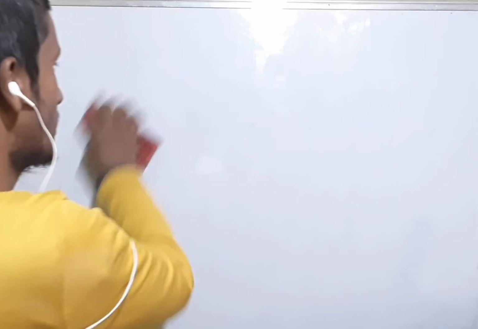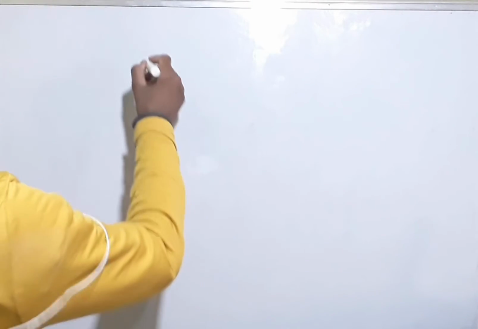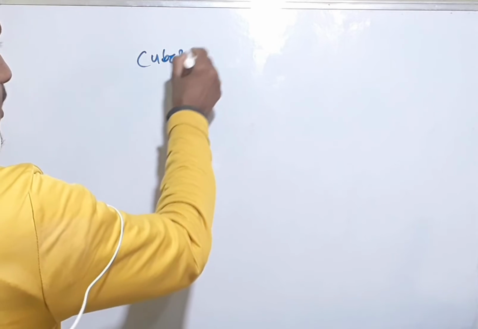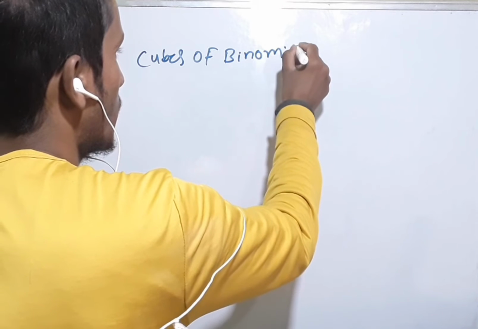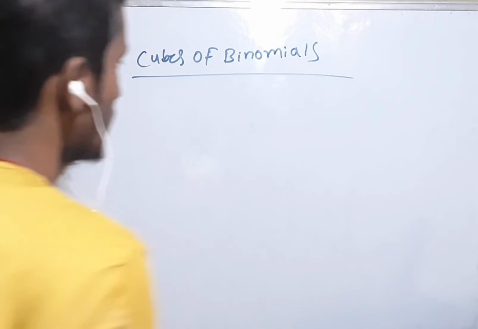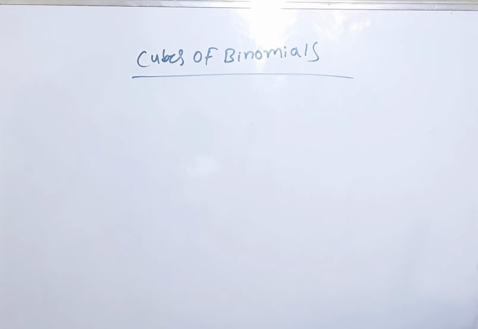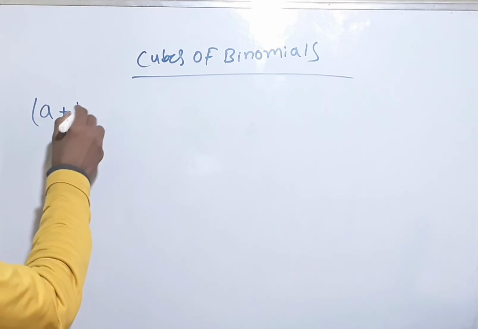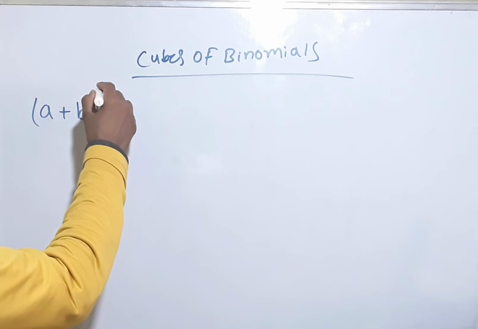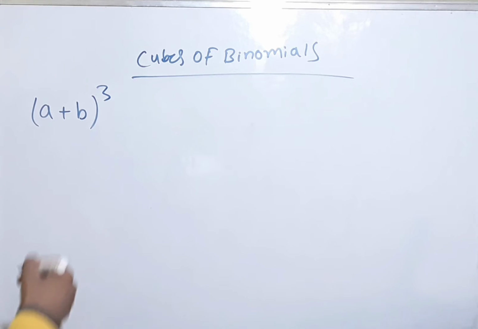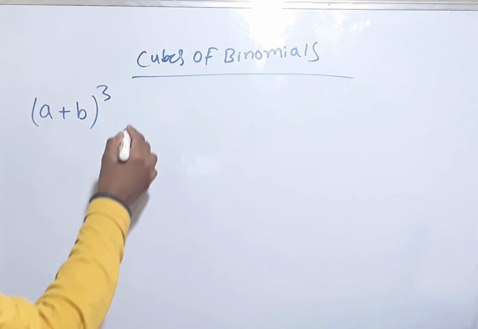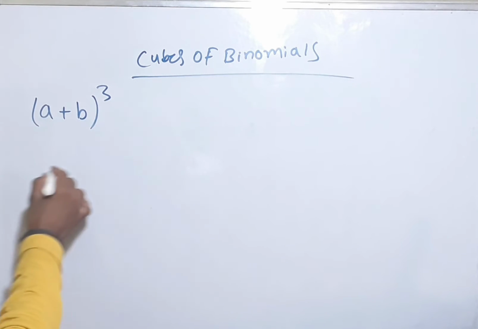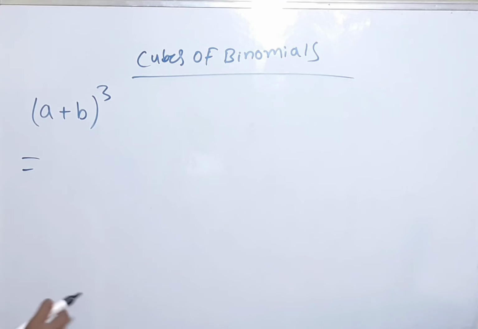So let me put the heading here at the top: cubes of binomials. Do you know what binomials are? So we have a plus b to the whole cube, because we are finding the cube. You could have a minus there as well, so there's another one, a minus b to the whole cube. We're going to talk about that after finishing with this one. So we want to know what this thing is equal to.